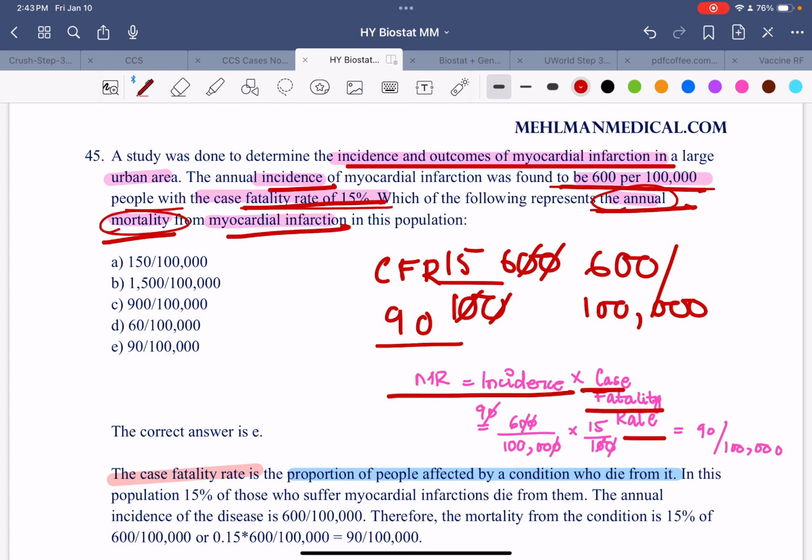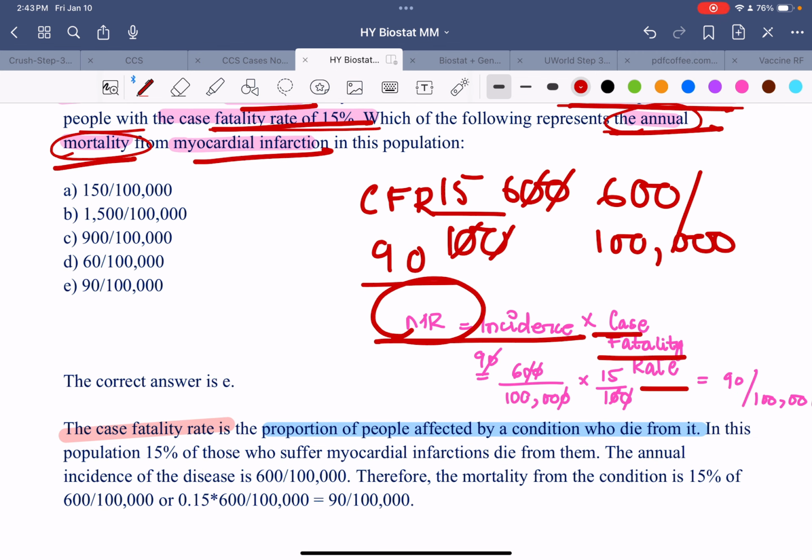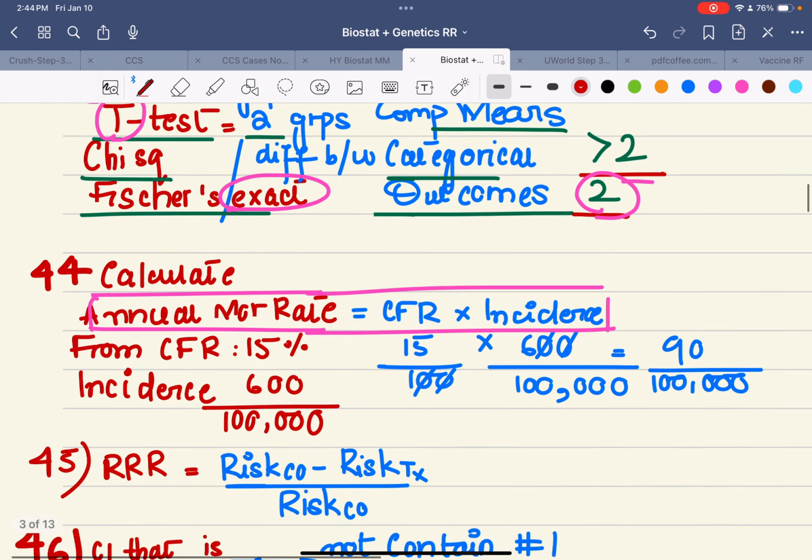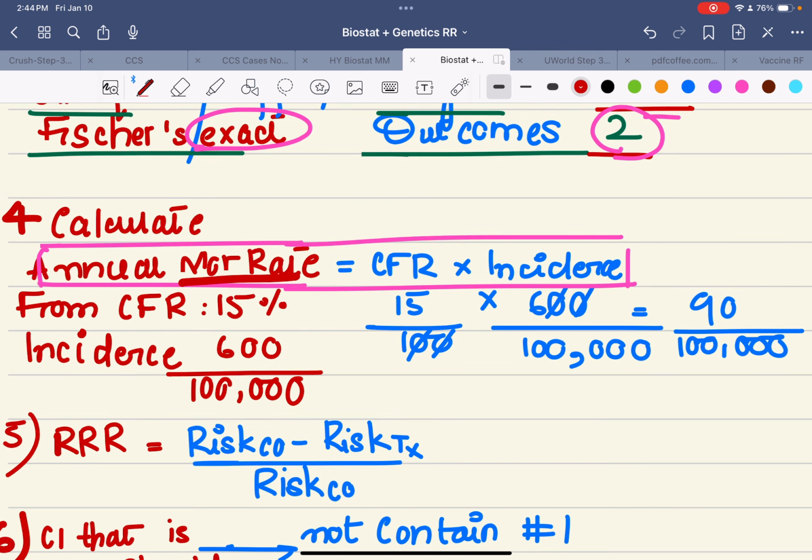Incidence means the number of new cases, and case fatality rate means how many people actually die from it, right? So the annual mortality rate can be calculated by multiplying the incidence with the case fatality rate. We take 600 upon 100,000 and multiply it by 15%. 15% is 15 divided by 100. We simplify the values and the answer is 90 per 100,000. So just know this formula: annual mortality rate is calculated by multiplying the incidence with the case fatality rate.